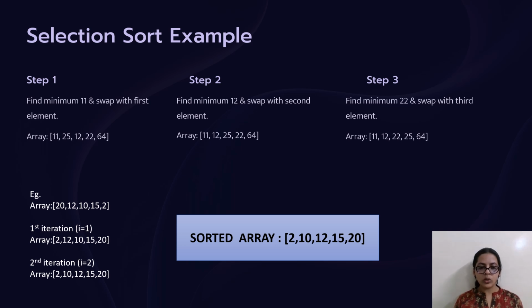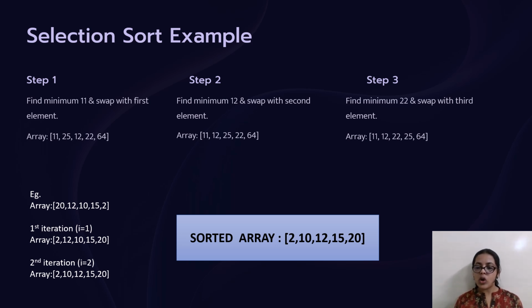Therefore, j becomes 2. Next step, i equals 1, j equals 2, and k equals 3 to 5. Here we have to check whether a of 3 is less than a of 2. A of 3 is 10 and a of 2 is equal to 12. So 10 is less than 12, which is true. Therefore, j becomes 3. For the third step, i equals 1, j equals 3, k equals 4 to 5. We have to check whether a of 4 is less than a of 3 or not. A of 4 is 15 and a of 3 is 10.